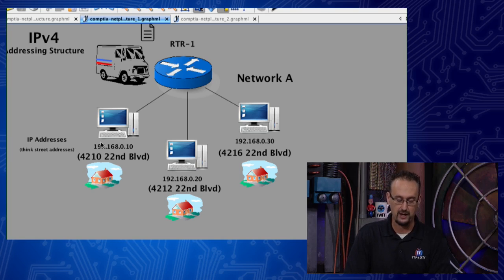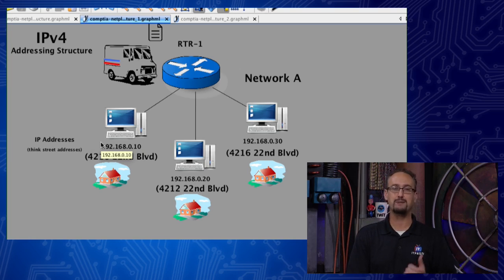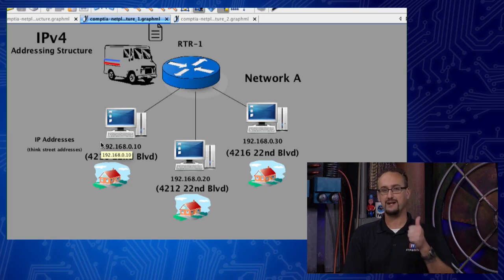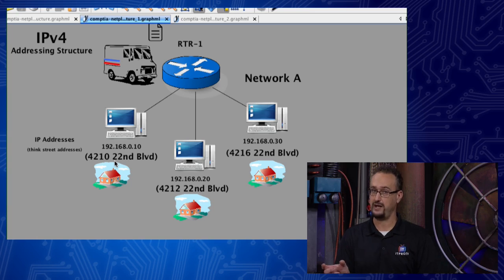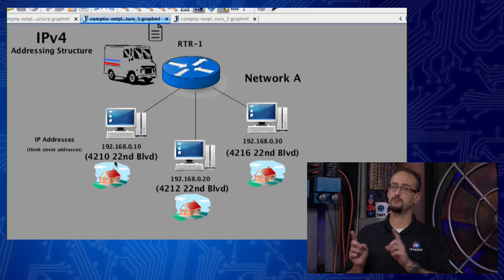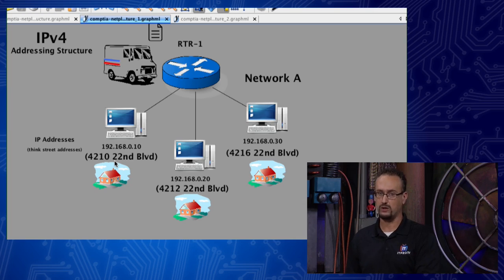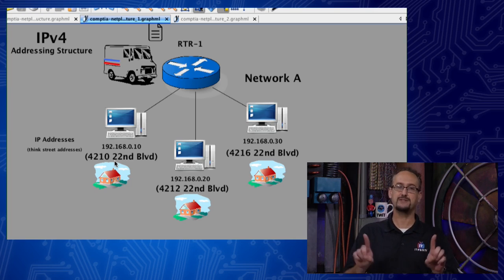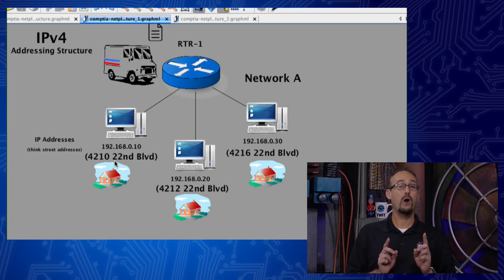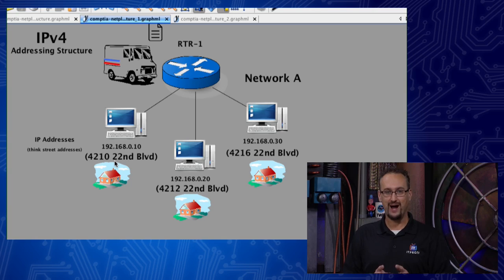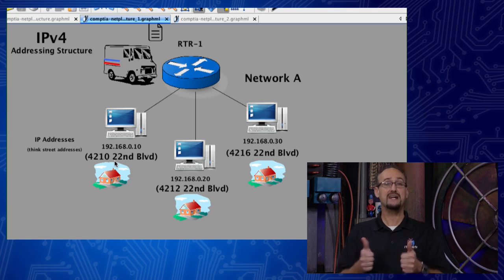So I want you to think of the two components within an IP address as what's known as a network ID and a node ID. And I want you to think of your network ID as kind of like being your street name. If two computers are going to be considered to be on the same network, like our houses, they have to share the same network identifier. Street name.